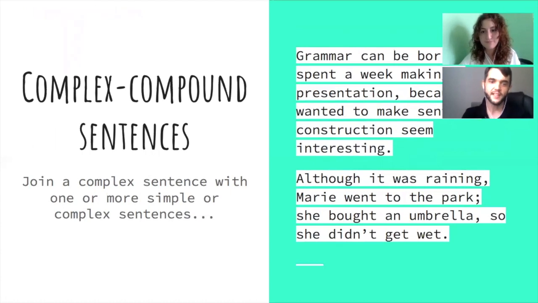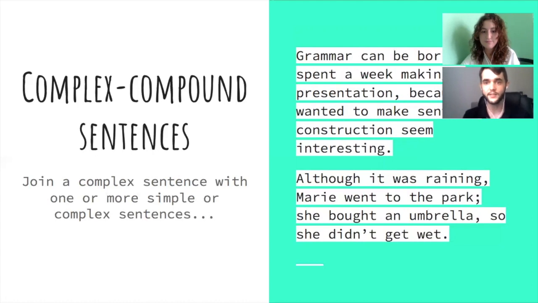To take our sentences and make them a little bit more complex and a little bit more difficult as well, we're going to work on complex compound sentences. Complex compound sentences combine a complex sentence with one or more simple sentences or one or more complex sentences. So we're going to take a look at two examples of how we can do this.